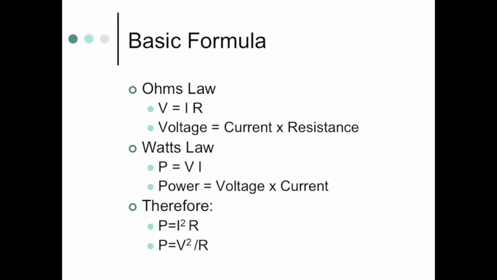The basic law, it's called Ohm's law, is voltage equals current times resistance. If I wanted to find the voltage, I would multiply the current times resistance. If I wanted to find the resistance, I would take the voltage and divide it by the current. If I want to find the current, I take voltage divided by resistance.